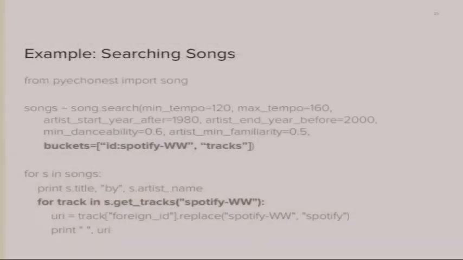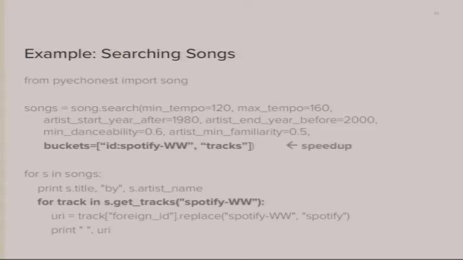So here's the song search example for Echo Nest. Here I'm searching for songs that are between 120 beats per minute and 160 beats per minute by artists that were active in the 1980s and 1990s. I want a minimum danceability of 0.6. 0.7 would be too much for me personally, but I can deal with 0.6. And I don't want totally obscure artists, so I'm asking for artist familiarity 0.5. I don't know what it means, like every second person knows them, or not entirely sure.